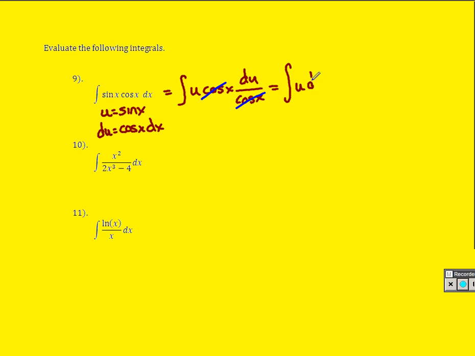So it's pretty easy to see that the cosines cancel each other out, and I end up with the integral of u du. The integral of u, that's u to the first power, so it's going to be 1/2 u squared plus c, which is the same as 1/2 of sine squared of x plus c when I plug back in for u. Okay, number 10.